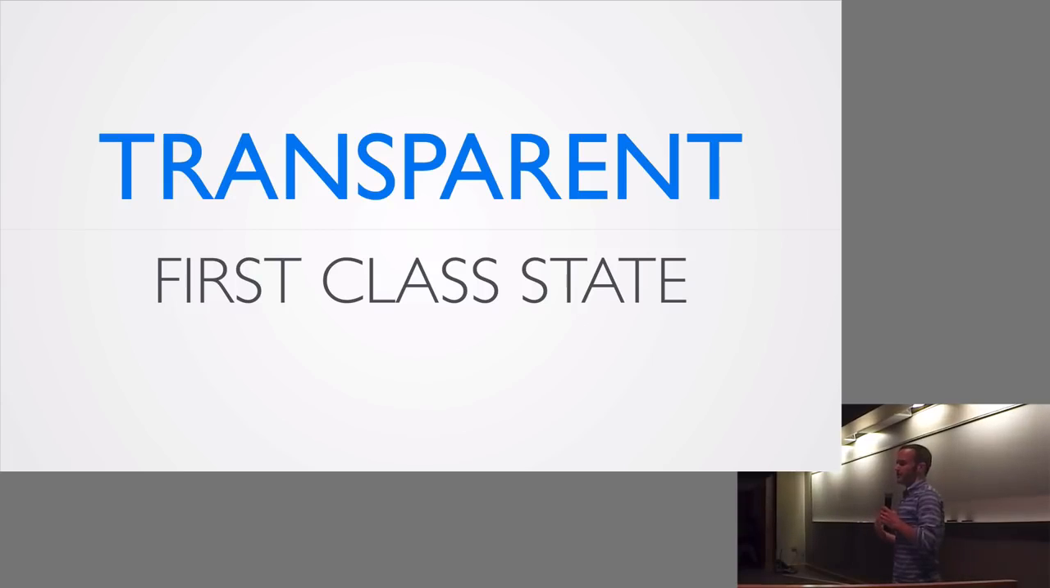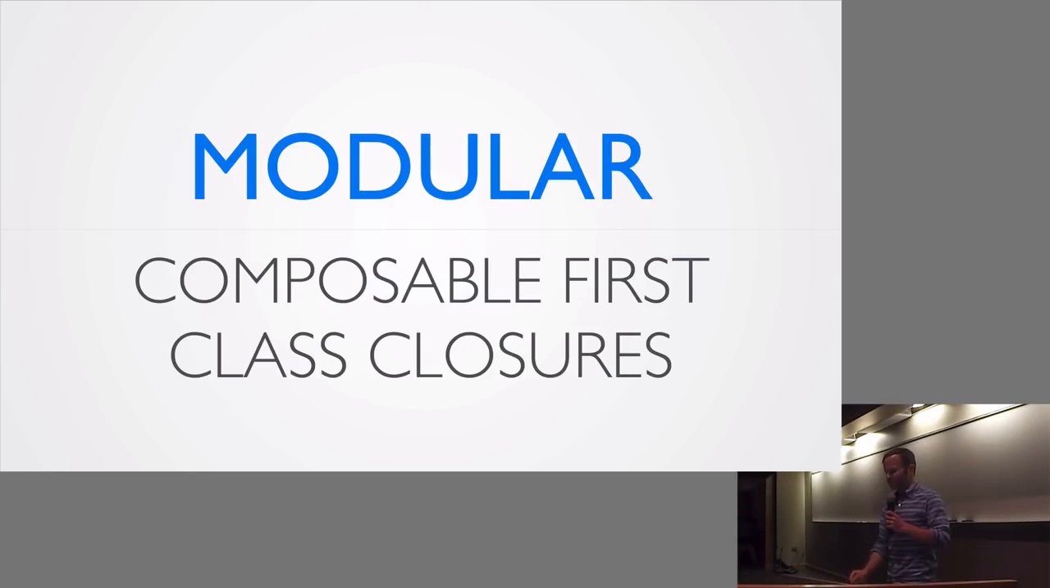In addition to being safe state, we also want it to be transparent. So we want our state to be out in the open. We want functions to compute on this data out in the open. We don't want to stuff it behind objects that we just send messages to. And so we'll explore that as well.